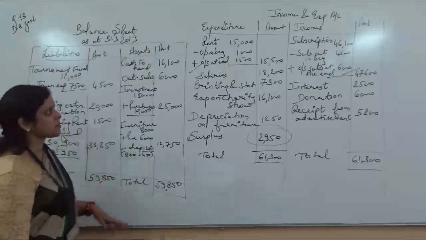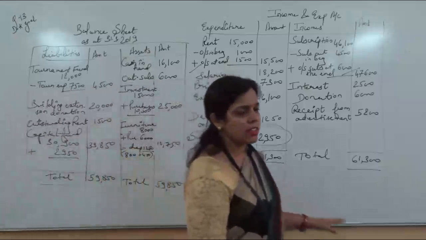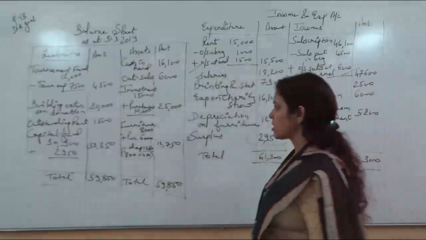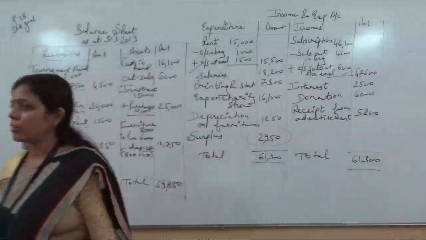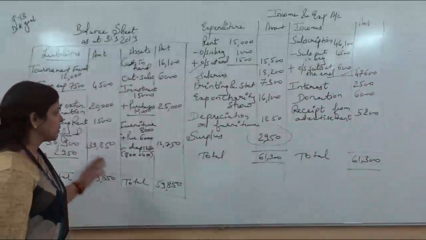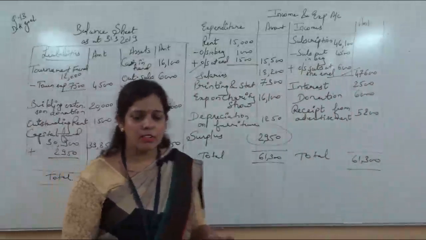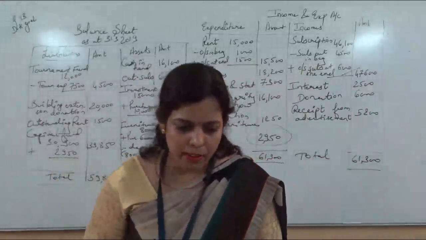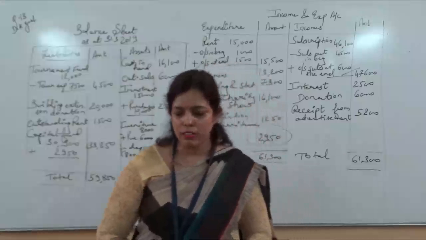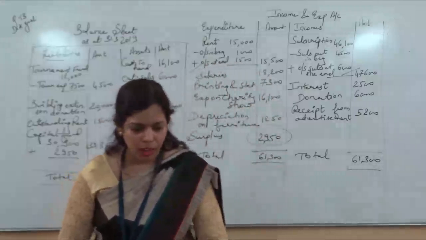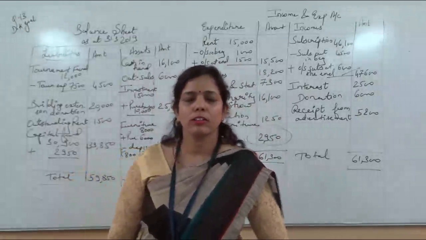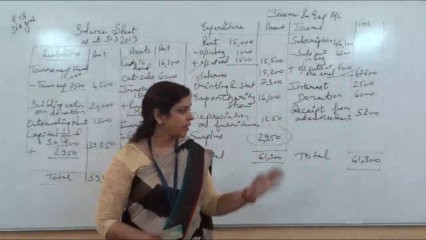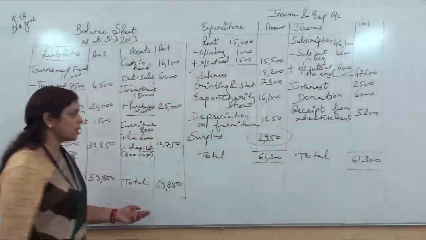Generally in board exams, only the receipts and payments are given and the income and expenditure is asked. But you should know how to calculate all these things: the previous year balance sheet, the current year balance sheet and the income and expenditure. So we have covered this question. I hope you have understood. You can see both the totals are matched.